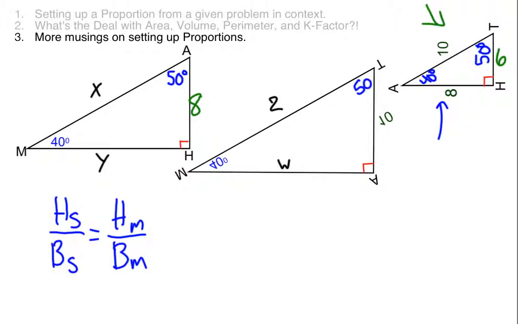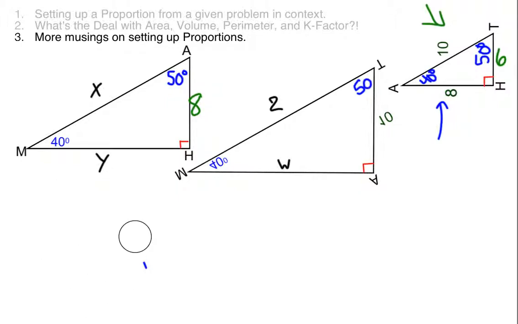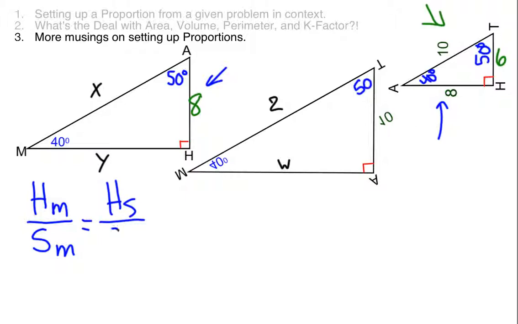So we compare it to the smallest triangle. Looking at the medium triangle, I already have this 8. Hypotenuse or the bottom? Let's go with the hypotenuse. The hypotenuse of the medium over the side of the medium has to be in the same ratio as the hypotenuse of the small over the side of the small. The left-hand side is the medium triangle, the right-hand side is the small triangle, hypotenuse on top, sides on the bottom. Looks good.